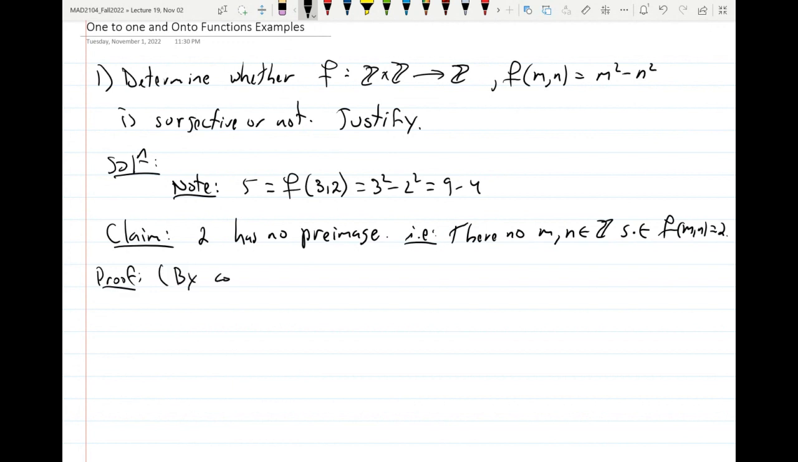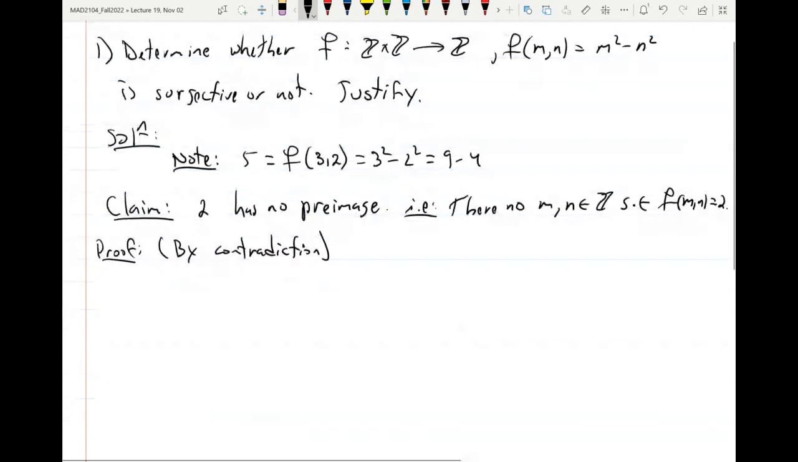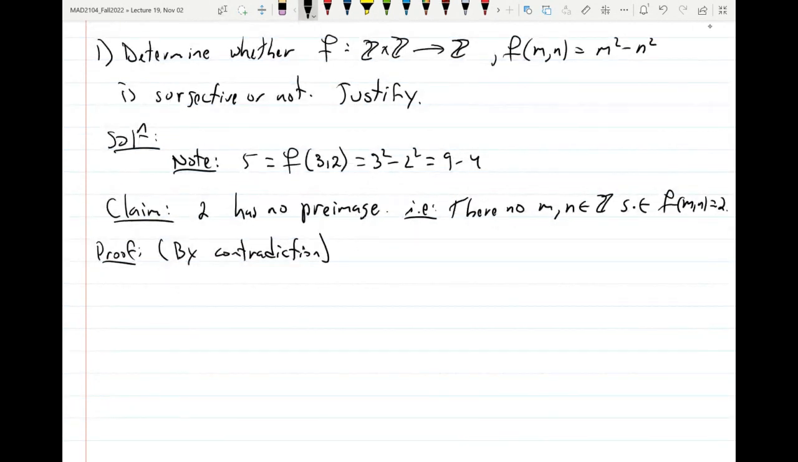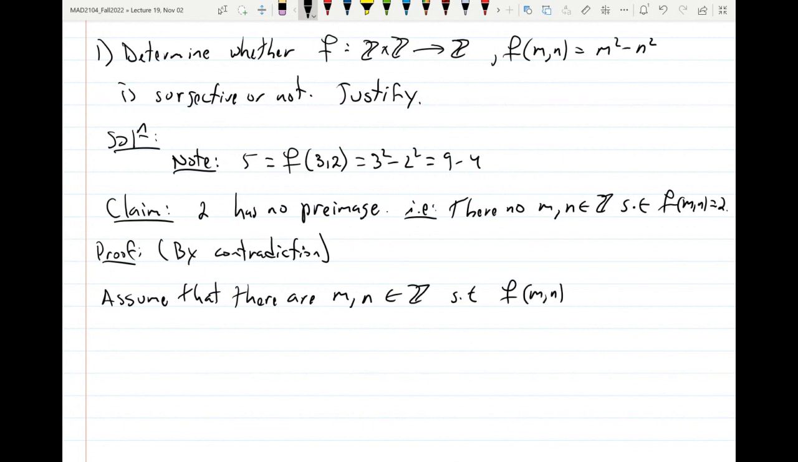So, proof by contradiction. Again, I'm picking 2, but you can pick something else. But 2, we see, is pretty easy to prove. So by contradiction, assume the opposite of what we want. So let's assume that there are two integers, m and n, such that f(m,n) is equal to 2. So let's suppose that 2 has a preimage, that there is a pair of numbers that, when you plug them into the function, give you 2. Do you understand this so far?